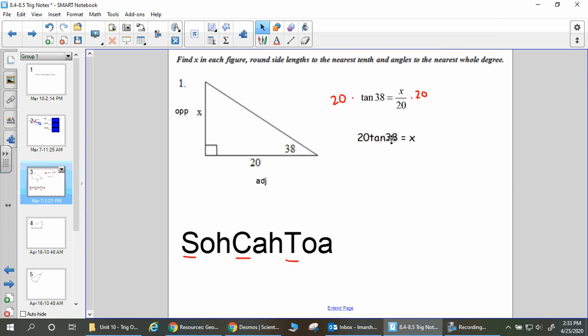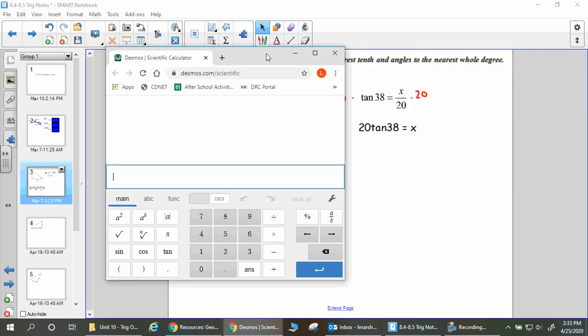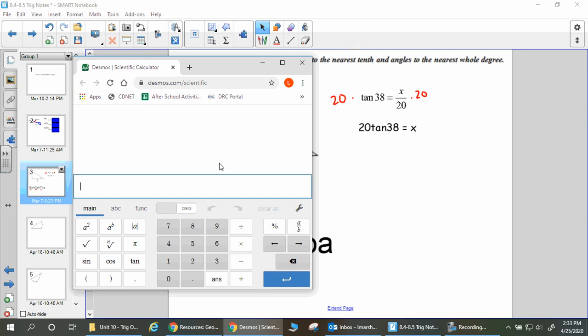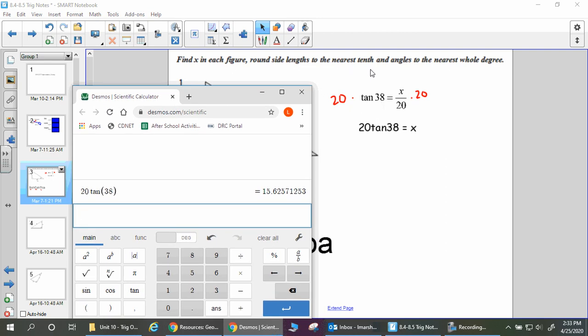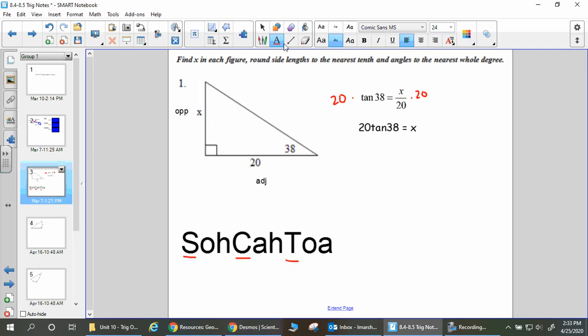And so this is what needs entered through my calculator. So again, depending upon what calculator you're using, we just want to enter things carefully. I have that calculator that you can get from the Canvas page up. So I can type this in, right? I can put 20 tangent 38, and I'm getting 15.625, etc. This is a side of my triangle, and it says to round side lengths to the nearest tenth. So 15.6 is going to be my value for x.